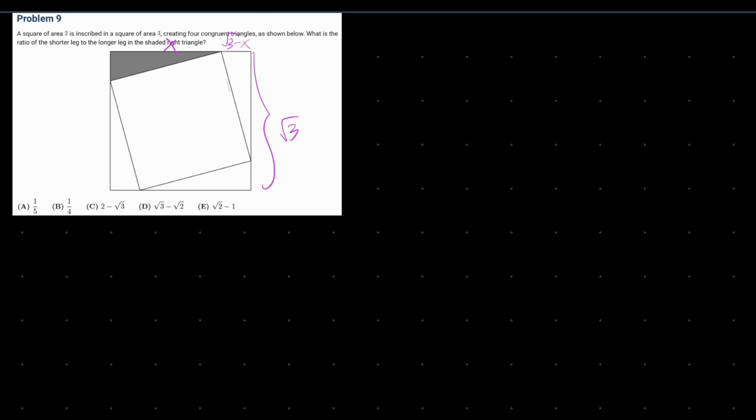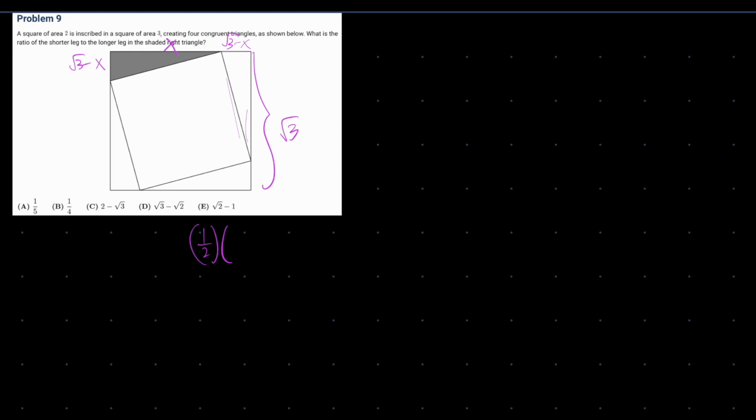But all these triangles are congruent. You could show that by angle side or whatever. And they just tell you. So this is also root 3 minus x. And the area of one of these triangles would just then be 1/2 times x times root 3 minus x.